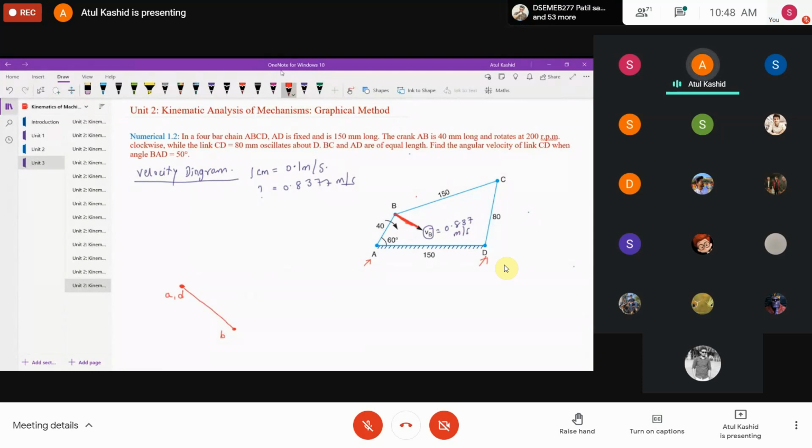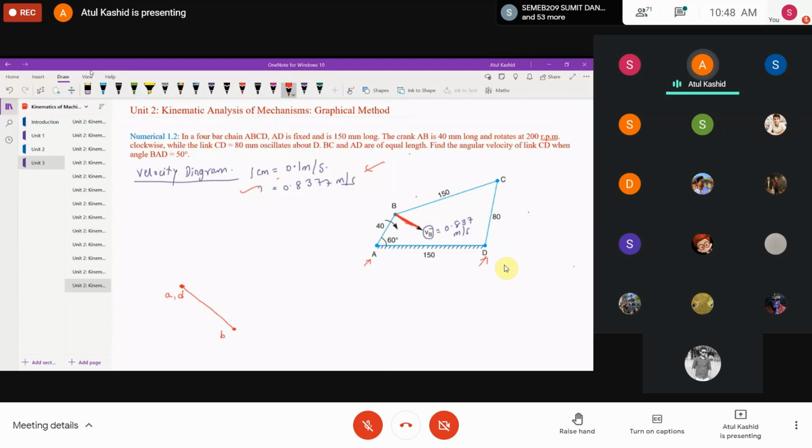So here I have taken care of this thing. The magnitude of this vector AB will be what we are going to get from this, right? So this will be equal to 1 into 0.8377 divided by 0.1. If you calculate this, you will get the answer in centimeter. So as per the scale, you have to draw this vector, right? Because we have taken 1 centimeter equals 0.1 meter per second, and we have velocity of B, which is 0.8377 meter per second. So for 0.8377, how many centimeters is there? You can calculate from this equation.